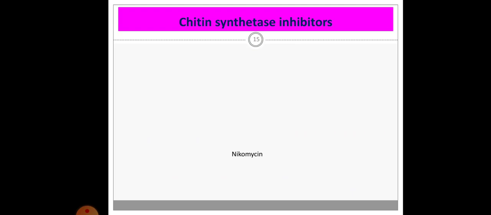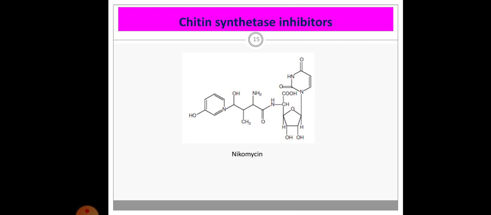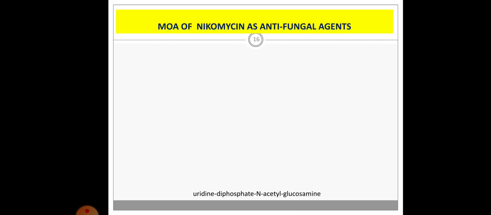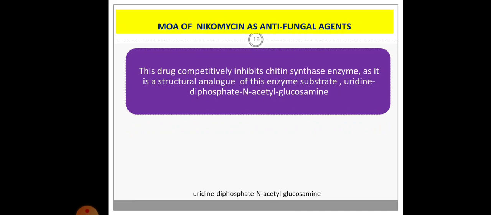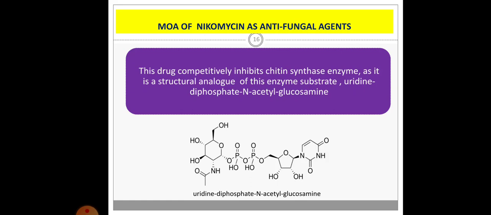Next class, chitin synthetase inhibitors. Example, NIKKOMYCIN. This is the structure of NIKKOMYCIN. Mechanism of action of NIKKOMYCIN. This drug competitively inhibits the chitin synthetase enzyme as it is a structural analog of this enzyme's substrate, that is uridine diphosphate N-acetyl glucosamine. Here is the structure for uridine diphosphate N-acetyl glucosamine.